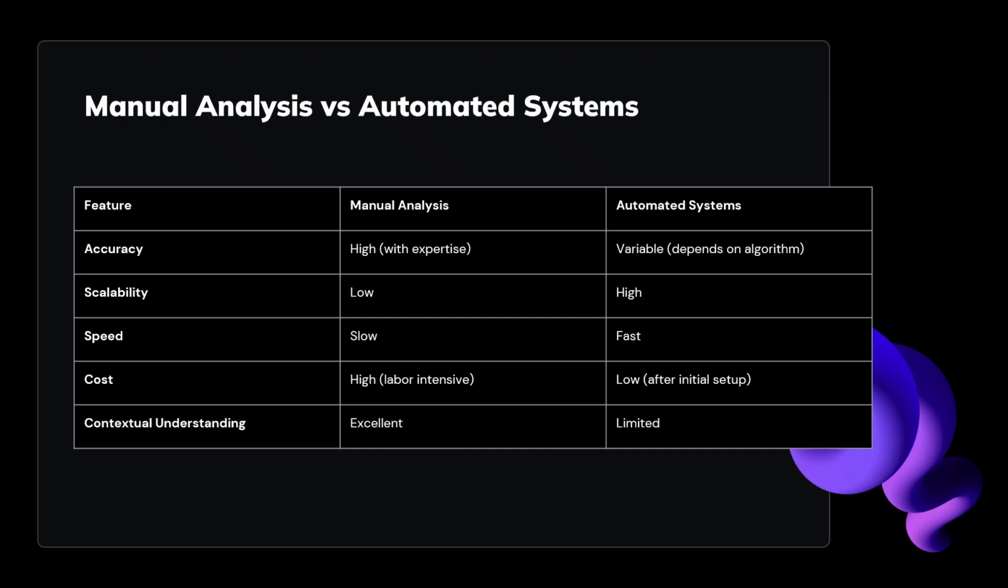Imagine reading a million tweets manually. It would take years. An automated system can process that volume in minutes. However, humans are still needed to validate results and handle edge cases. For example, an automated system might misclassify a sarcastic comment, but a human could catch it. The best approach is a hybrid one.